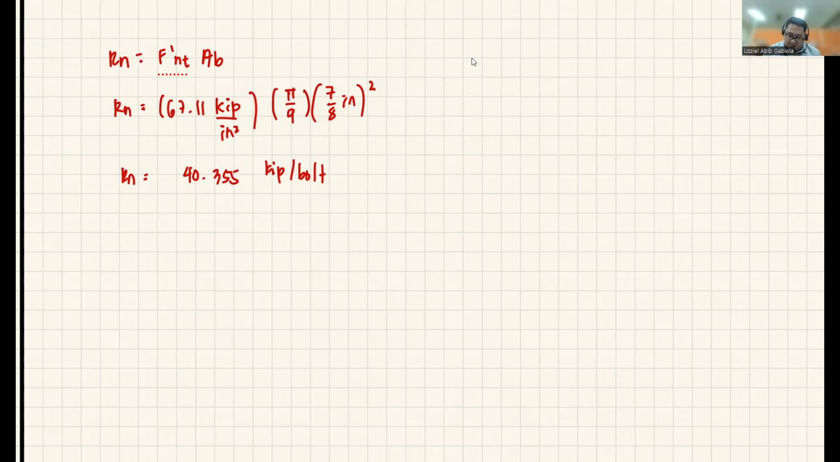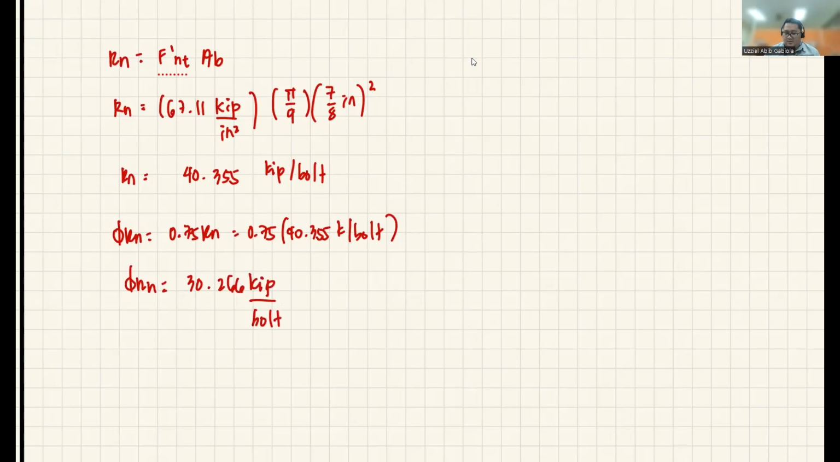Okay? So, yung kanyang phi Rn will therefore be 0.75 times Rn, 0.75 times 40.355 kip per bolt. So, times 0.75 lang. So, that is 30.266 kip per bolt.